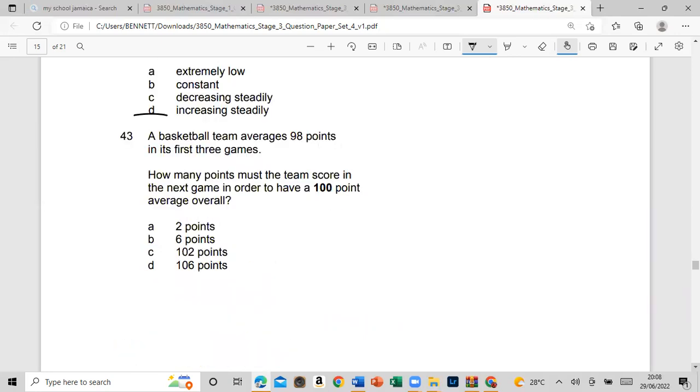43. A basketball team averaged 98 points in the first 3 games. How many points must the team score in the next game in order to have a 100-point average overall? All right, so this is easy. If we have an overall average of 100 from 4 games, it would be 400, right? So if we say 98 times 3. 3 times 8 is 24. 3 times 9 is 27, plus 2 is 29. Definitely. All right. So this needs 106 more to make 400. So that's D.